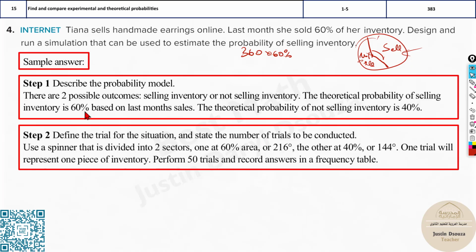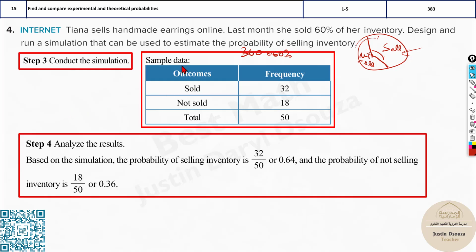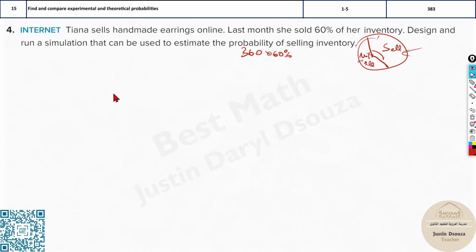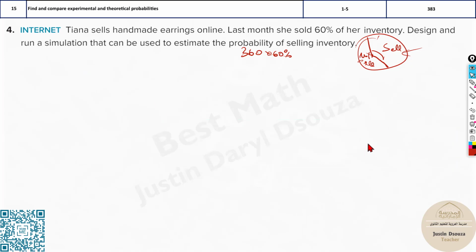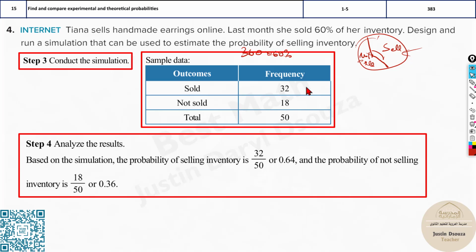Now over here they're telling, see here, they have done this is sample answer. It's not accurate. It's just a sample answer. You don't need to do all this. It's just telling that you've done an experiment and telling the sold outcomes, right? With 32 times, whereas not sold was 18 times out of total 50 times. So here the theoretical probability is supposed to be 60% in the last month, right? But when you did the experiment and did the simulation, you got 0.64, that is 64%. Yes, you can say that it's accurate.